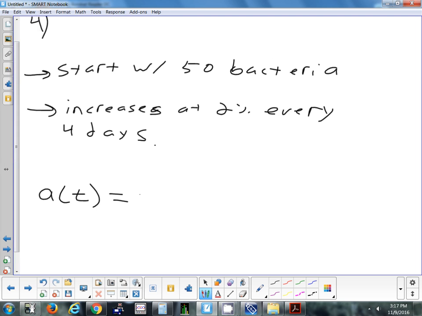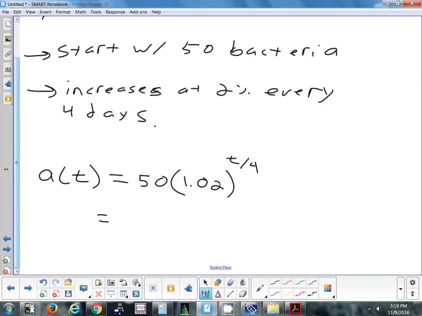A equals 50, the initial amount, times what goes inside here for exponential growth: 1 plus R, 1 plus the growth rate. So 1.02, raised to the, what's the exponent? T divided by 4. Because this has to represent the number of periods we're increasing by 2%. If 8 days go by, that's 2 rounds of a 2% increase. If 12 days go by, that's 3 rounds of 2% increases. So that's why you need the T over 4. So that's the formula.